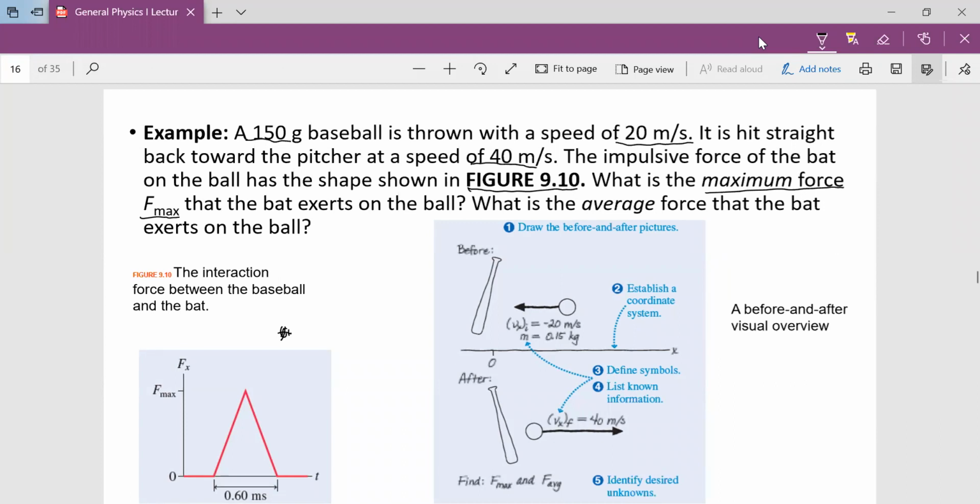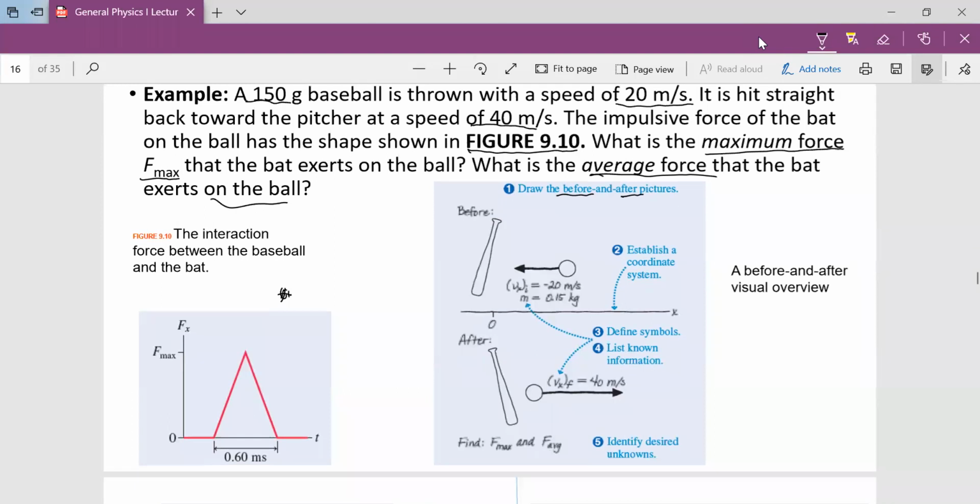The question now is, what is the maximum force that the bat exerts on the ball? What is the average force that the bat exerts on the ball as well? So we said the first step will be what? To draw the before and the after picture, visualize what is happening.